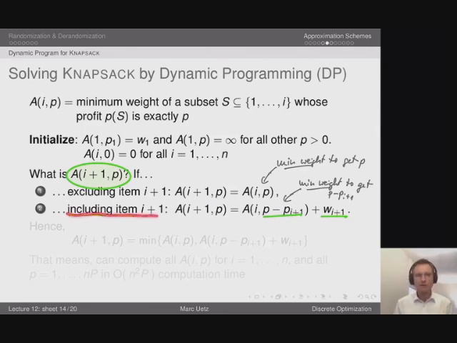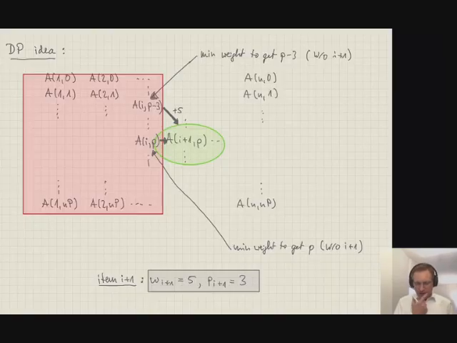And under the condition that I include this I plus first item, then I know that in order to achieve a profit P, with all the remaining items 1 up to I, I must achieve a profit P minus the profit of that item that I have to include now, right? So this value here would be the minimum weight to get the profit of P minus the profit of the I plus first item. And of course, I'm adding item I plus 1, so therefore I have to add the weight of item I plus 1 to this total weight here. Okay. Let me explain that in this figure here. So here I have an item which has a weight of 5 and a profit of 3.